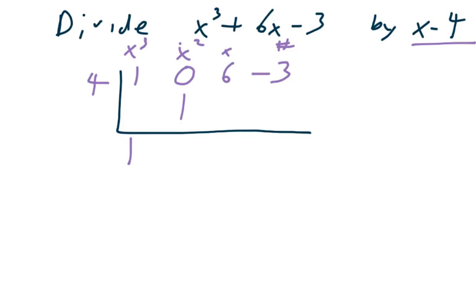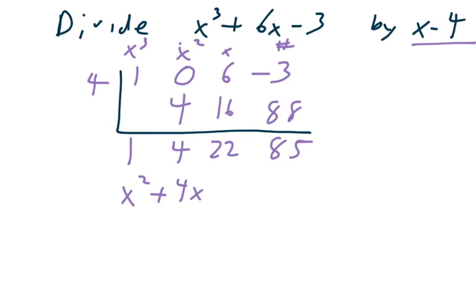So 1, multiply by 4, 4, 16, 22, 88, 85. So my answer would be x squared plus 4x plus 22 plus 85 over x minus 4.